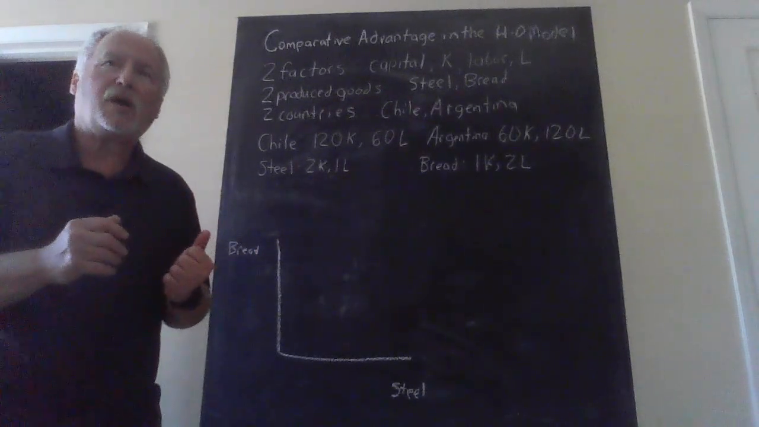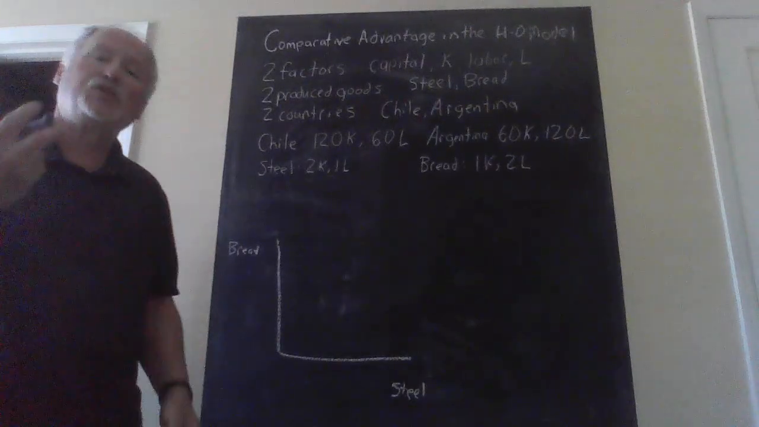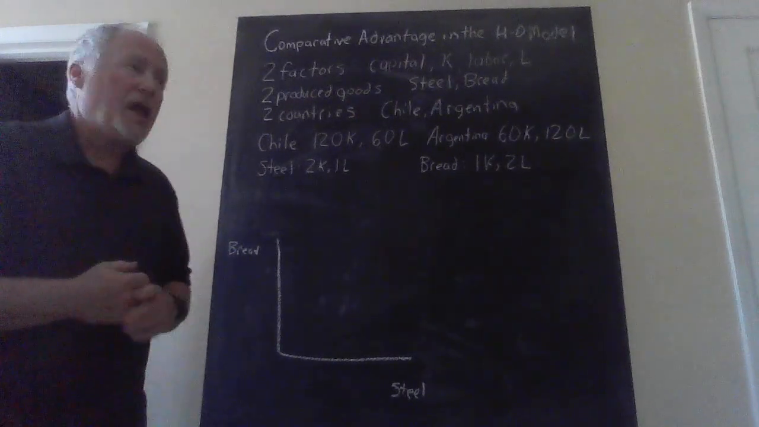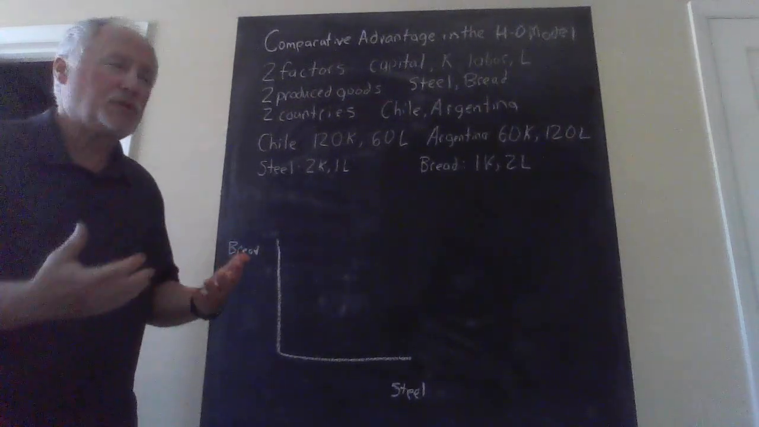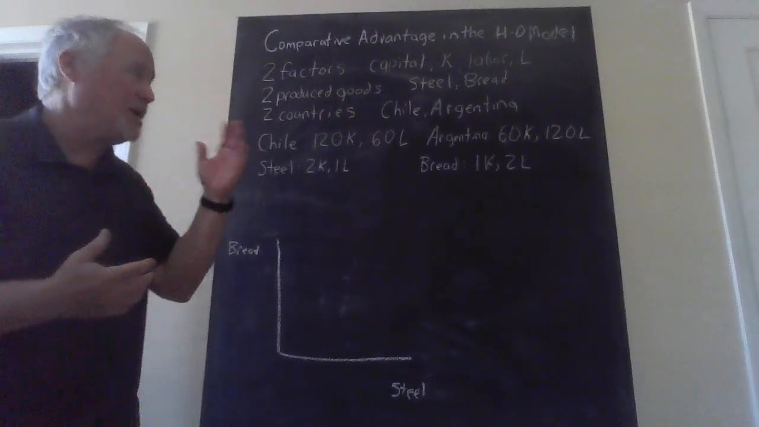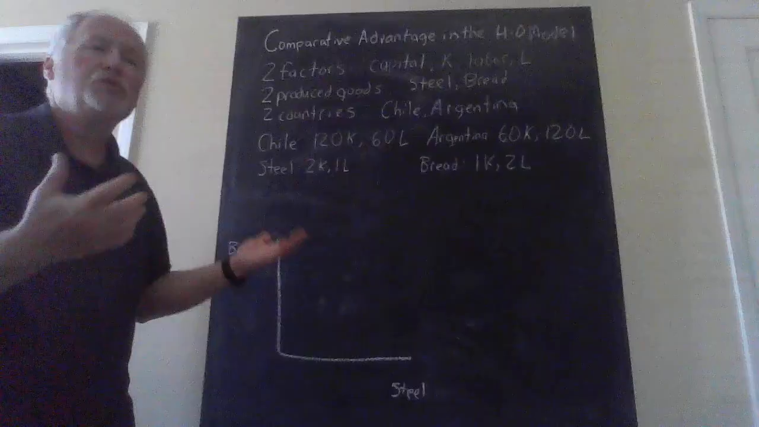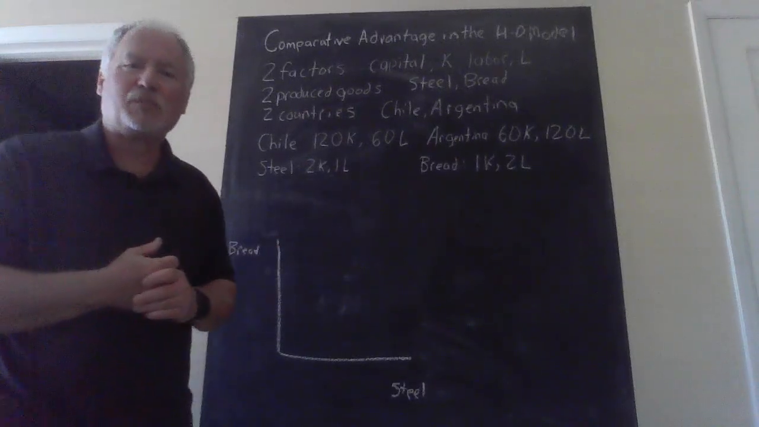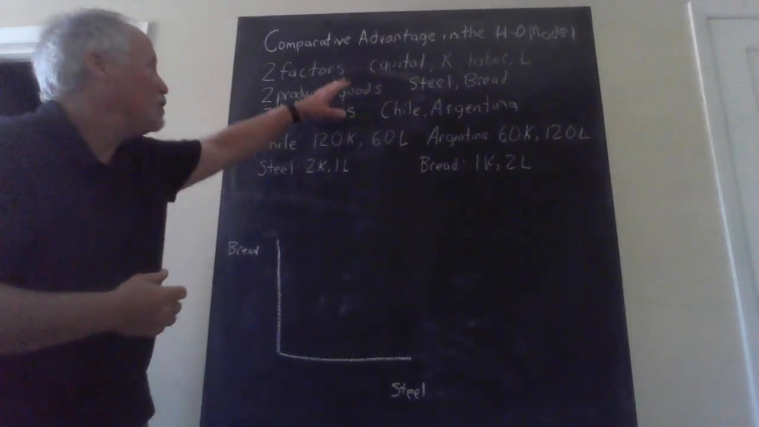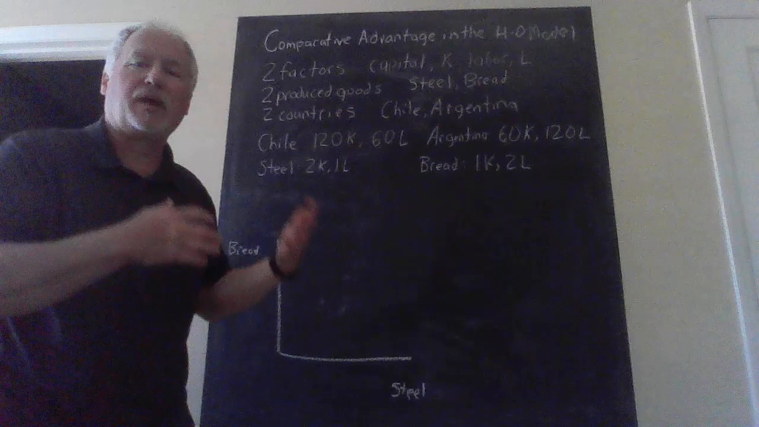And in this model, what we're going to assume is we now have two factors of production, and we have two goods that are going to be produced as before. So the goods are the same as before, steel and bread as in chapter 3. We have two countries. This time I'm going to label them Chile and Argentina. We have two factors of production, capital and labor.